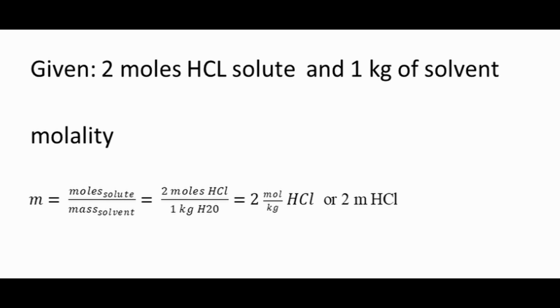The molality equation is moles of solute divided by mass of solvent, with units in moles per kilogram. We have 2 moles of HCl solute. 1 liter of water at 20 degrees Celsius has a mass of 1 kilogram, so we plug these values into the molality equation. Molality equals moles of solute divided by mass of solvent equals 2 moles of HCl divided by 1 kilogram of H2O equals 2 moles per kilogram of HCl, or 2 molality HCl. So we get the molality of 2, or 2 molal hydrochloric acid.